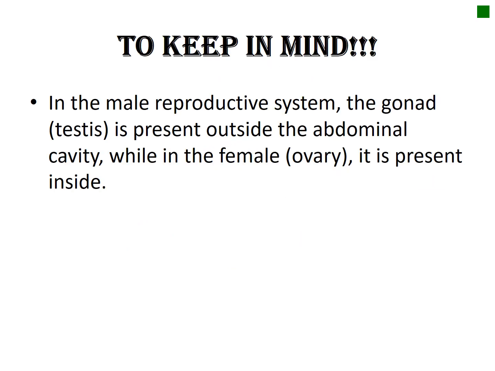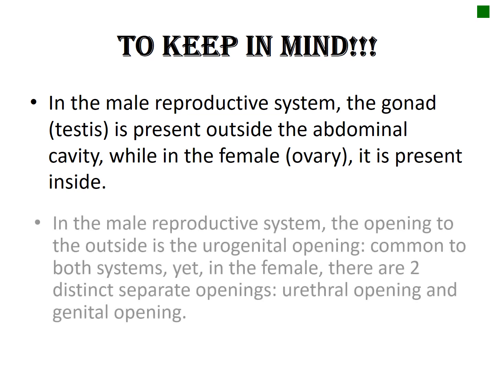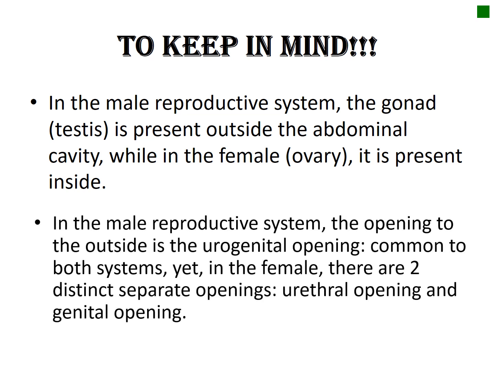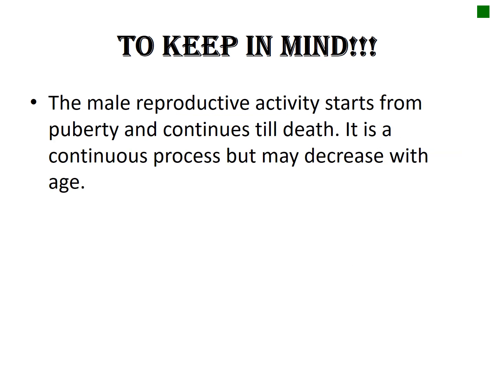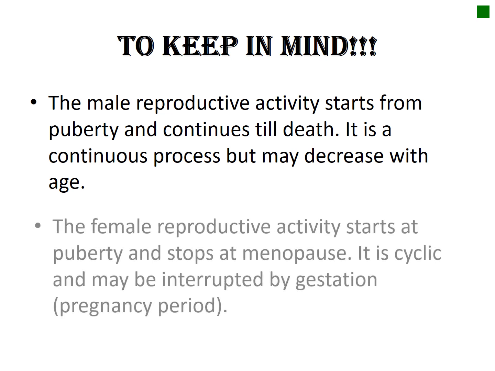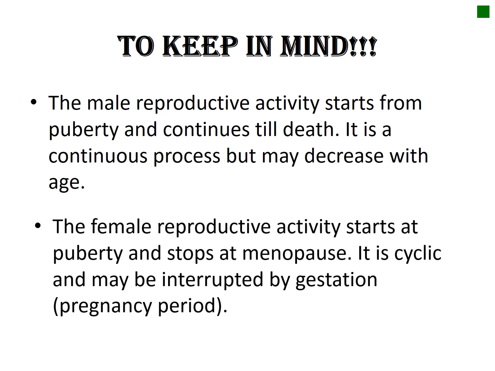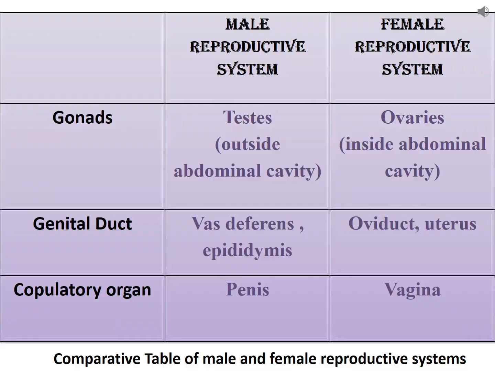You have to keep in mind that in the male reproductive system, the testes are present outside the abdominal cavity, while in the female, the ovaries are present inside it. The opening to the outside is the genital opening in the male, common for both systems. Yet in the female, there are two distinct separate openings: the urethral opening and the genital opening. The male reproductive activity starts from puberty and continues till death. It's a continuous process but may decrease with time, while that of the female starts at puberty and stops at menopause. It's cyclic and may be interrupted by gestation, the pregnancy period.